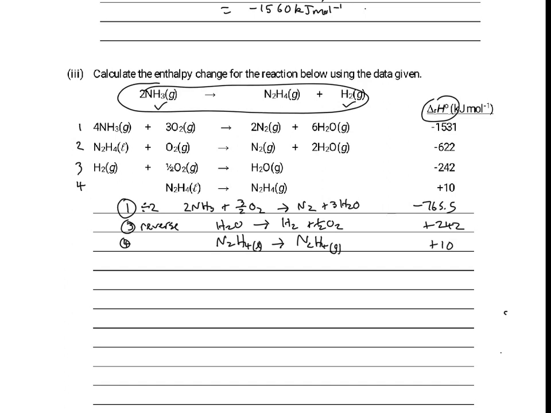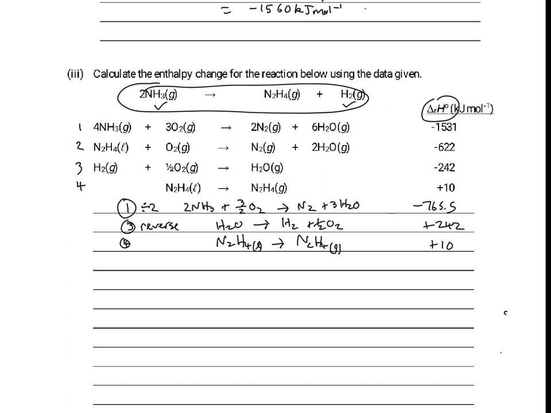Plus 10. Okay, so with Hess's law, what you do is you manipulate your equations like we have here, and then basically you add them all together and simplify it and cancel terms out. And when you do that, you should be left with your target equation. And if you're left with it, you know you've done it right.